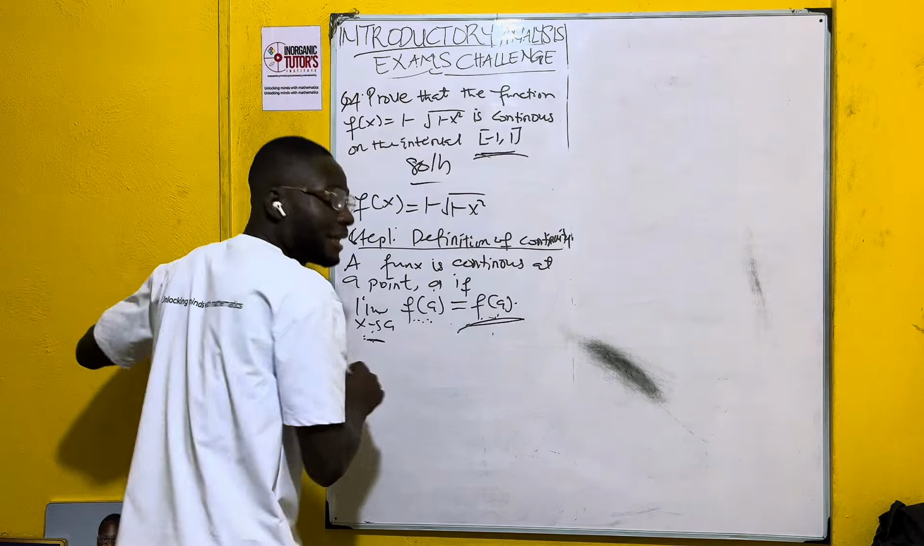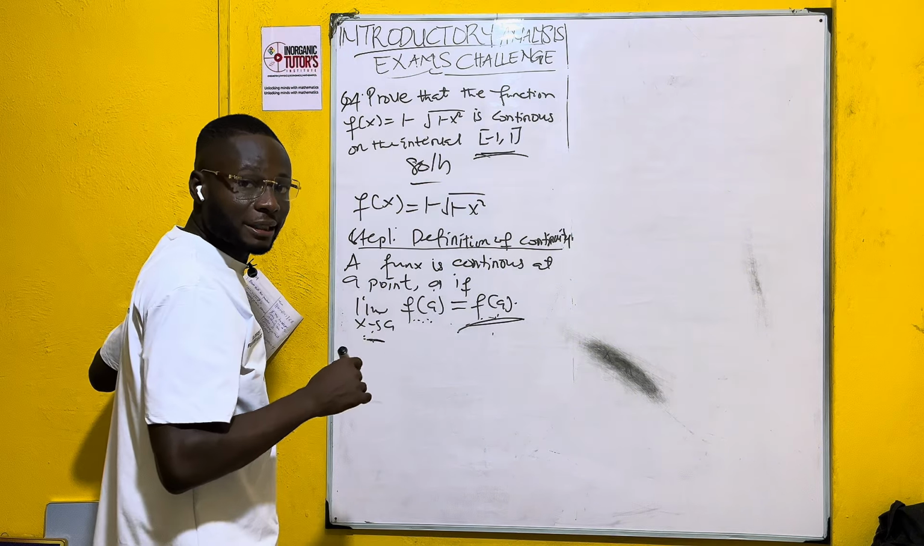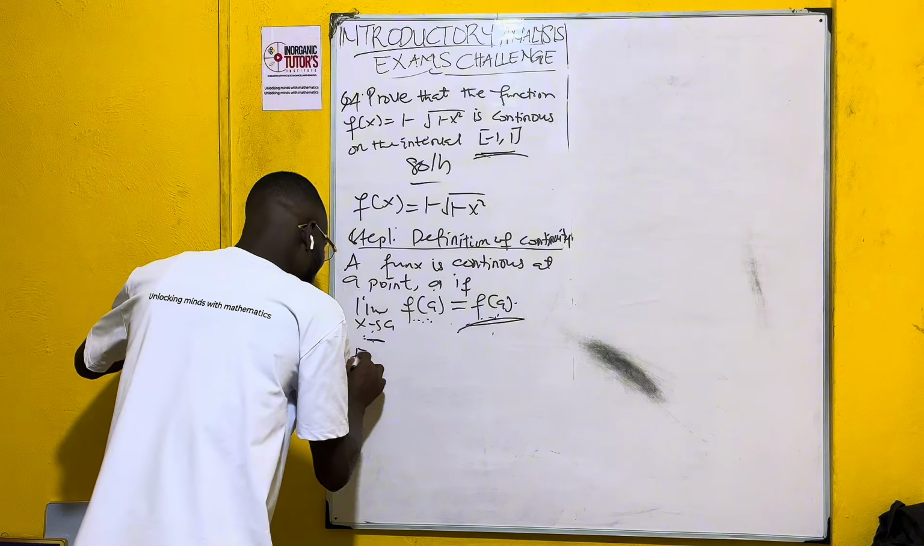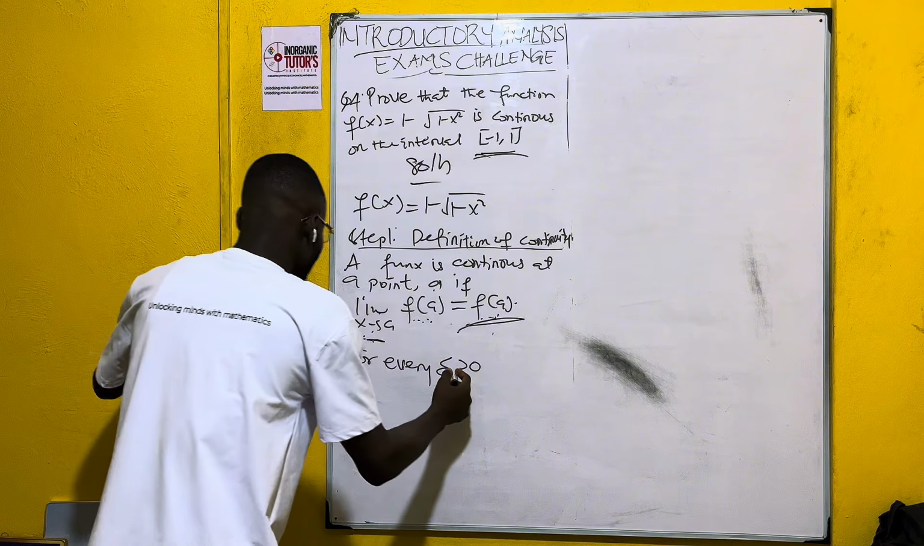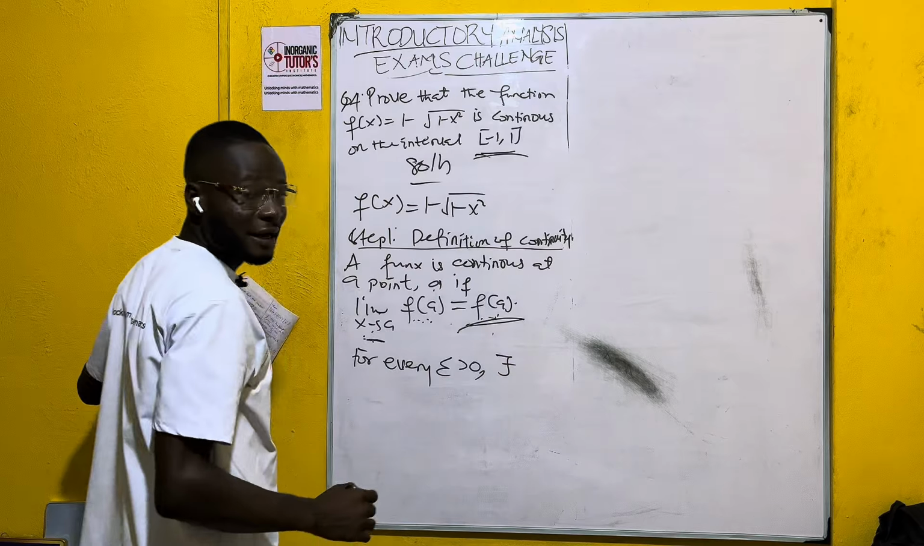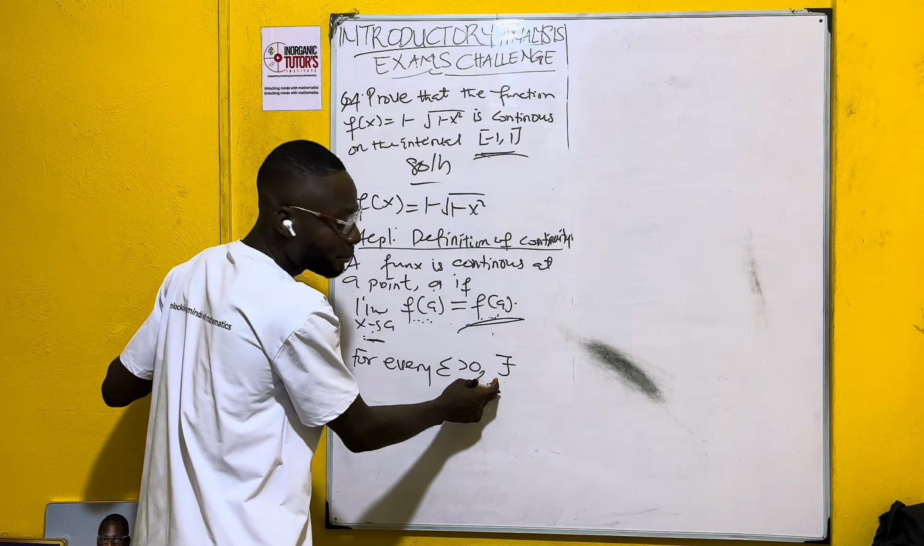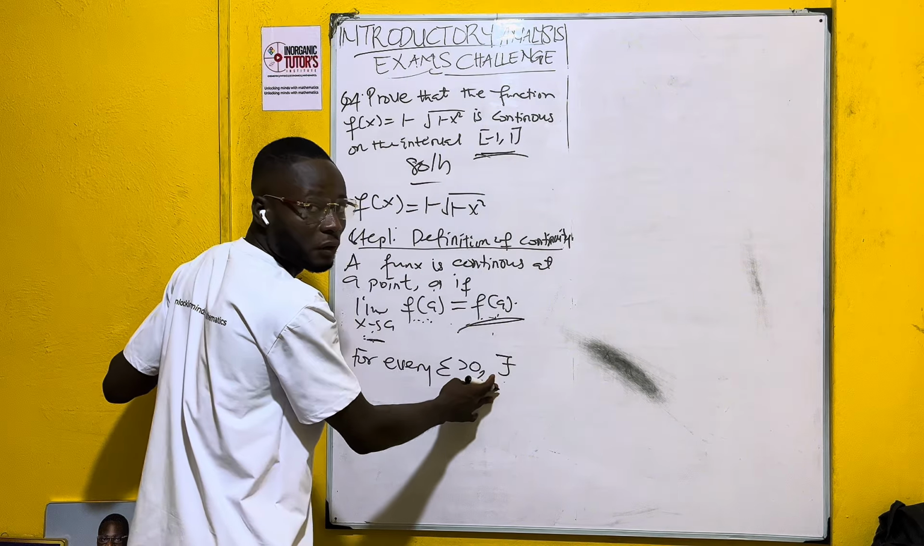So from there, then you come and state the epsilon delta definition. So for every epsilon greater than 0, there exists, I'm using the symbol or the notation for there exists.